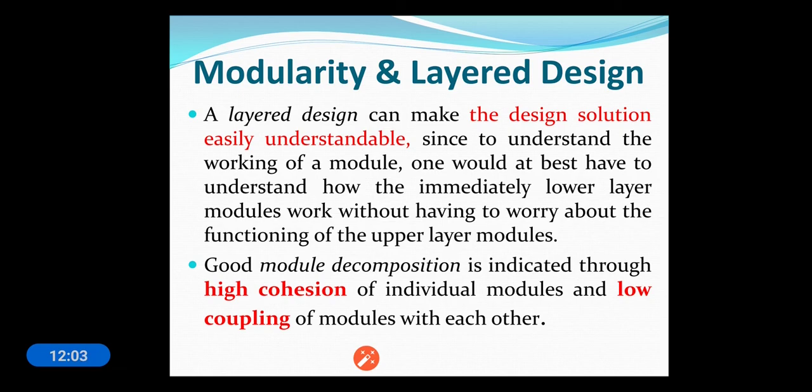Good module decomposition is indicated through high cohesion of individual modules and low coupling of modules with each other. So that means we can have a good module decomposition if there is high cohesion of individual modules and low coupling of modules with each other. We are measuring cohesion within an individual module, and we are measuring the coupling among various modules. Now let us see what cohesion and coupling are.